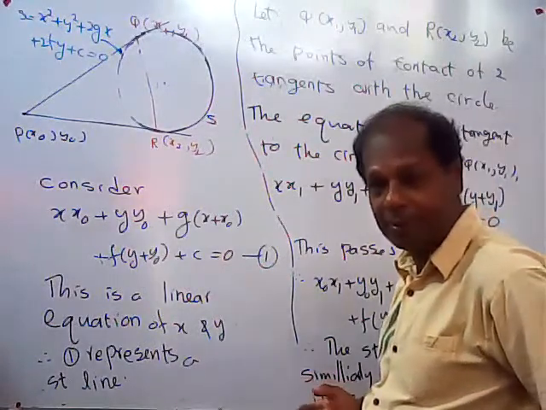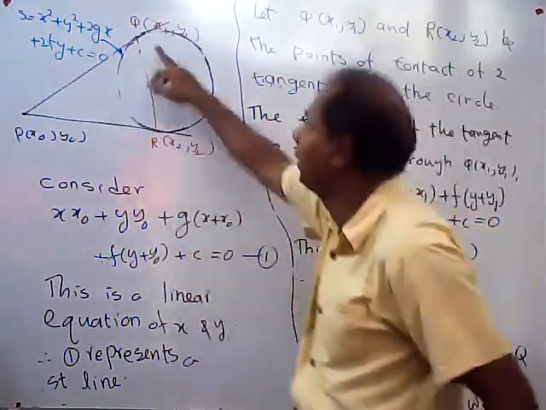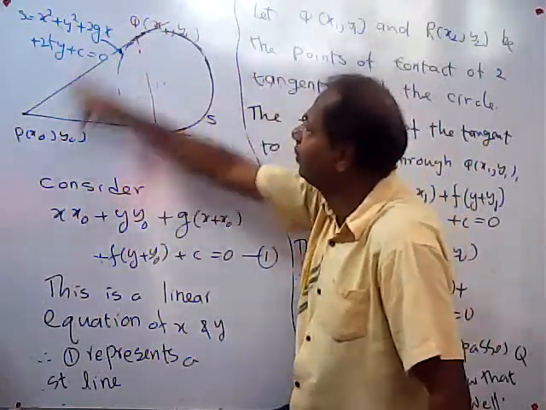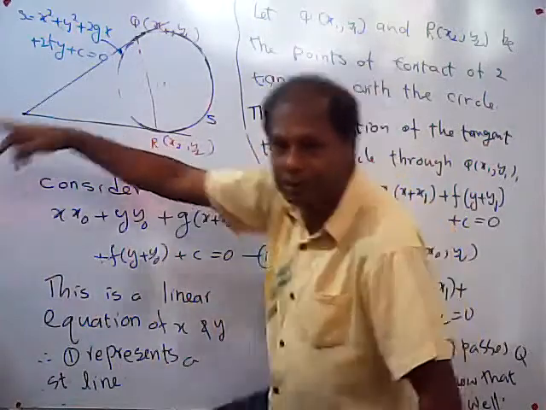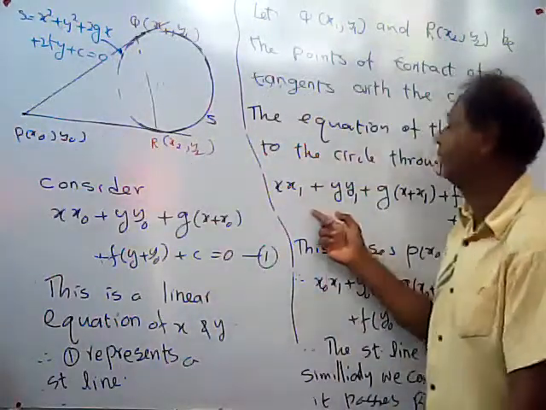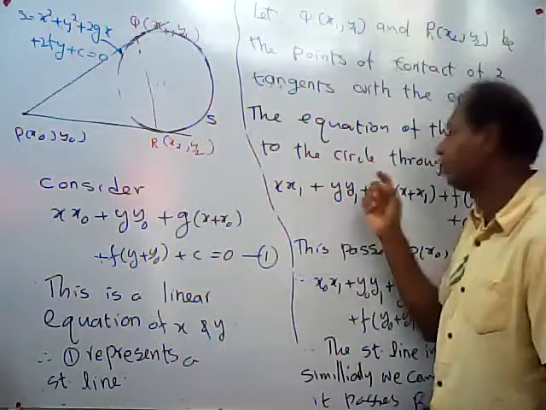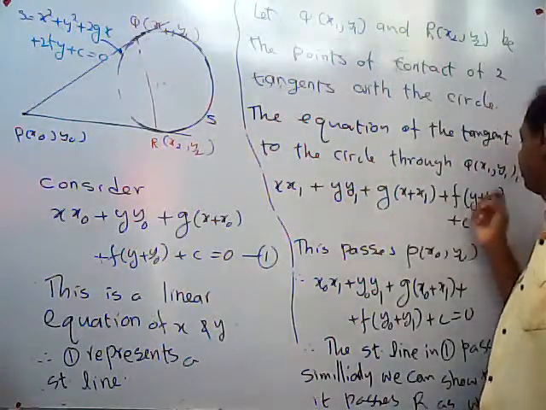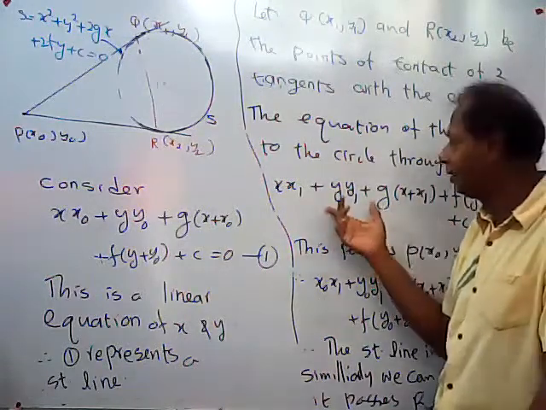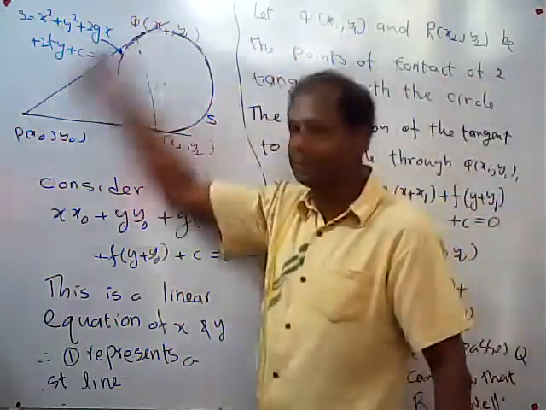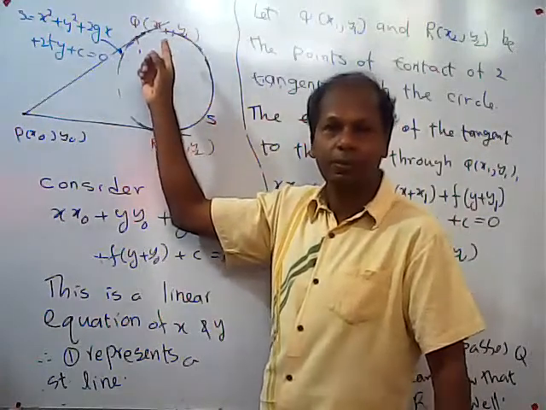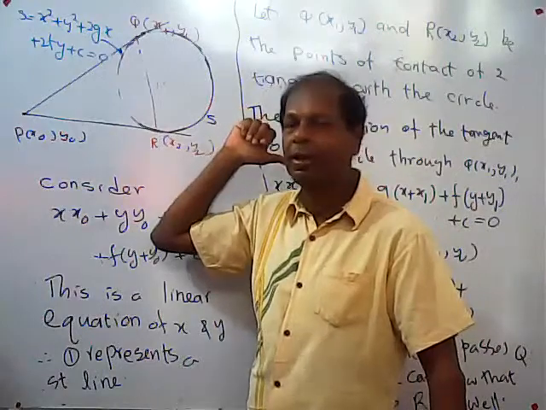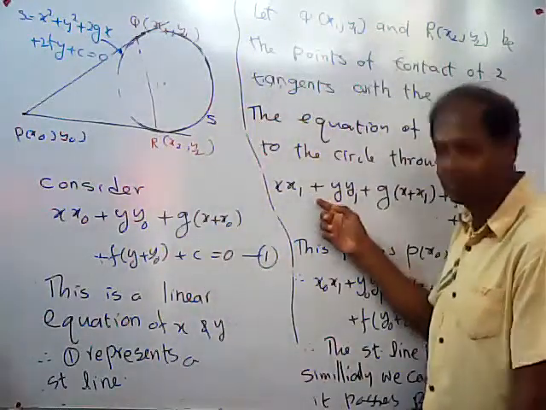A small argument: we wrote the tangent at Q properly. We got the equation of the tangent through the point Q. It is xx1 plus yy1 plus g(x plus x1) plus f(y plus y1) plus c equals 0. This is the equation of the tangent from the point Q to the circle. That's something we have proven last year. There's not any doubt about this, right?